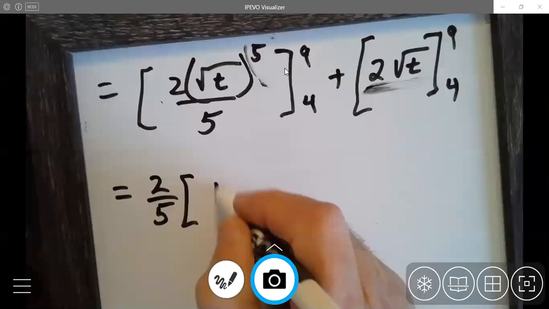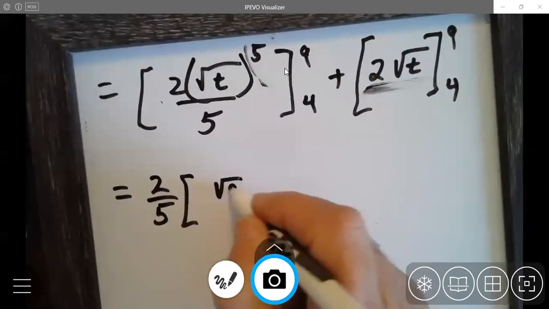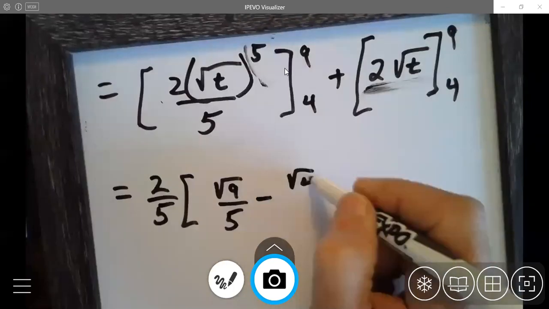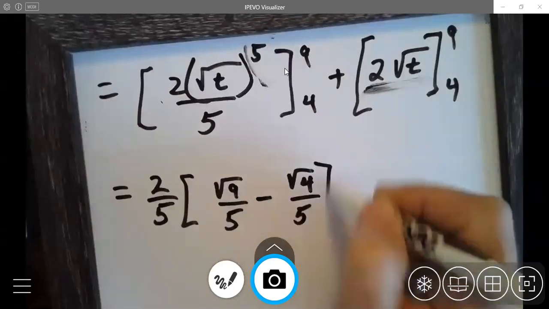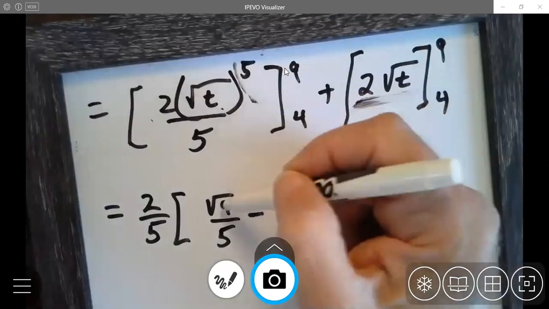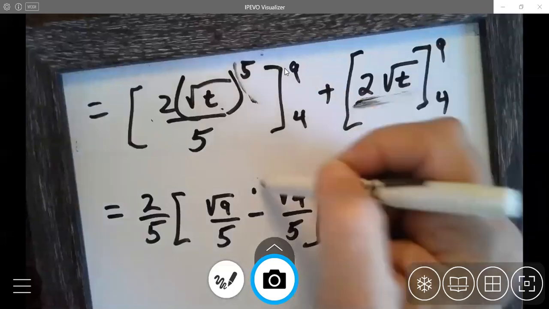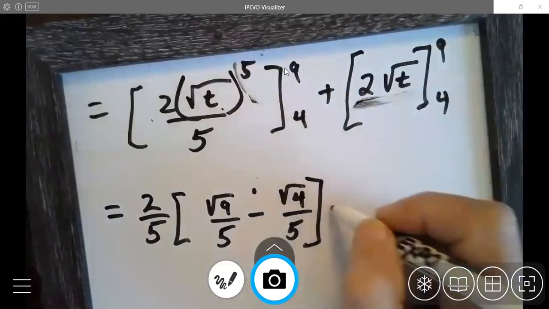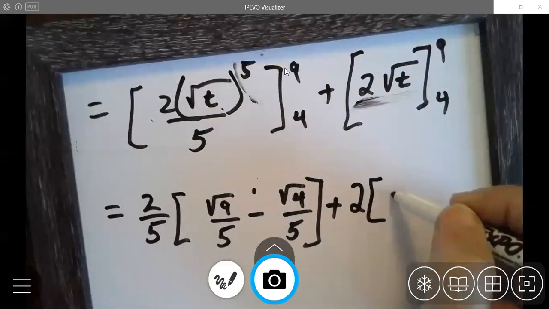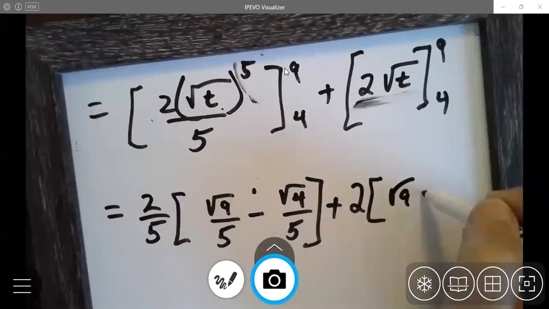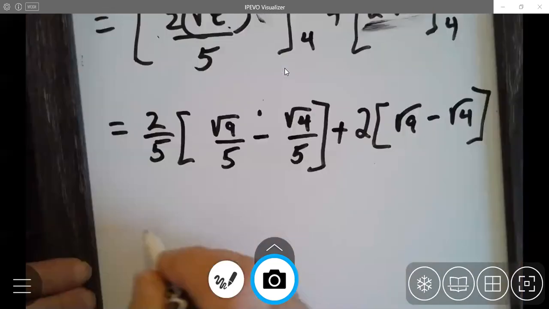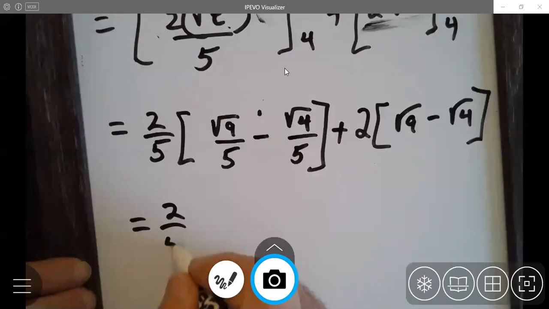So this will be the square root of 9 over 5 minus the square root of 4 over 5. Okay, so I put 9 in for t, that's this, and then minus, and then 4 in for t, that's here. Plus, and here we can move the 2 out, and this will be the square root of 9 minus the square root of 4.